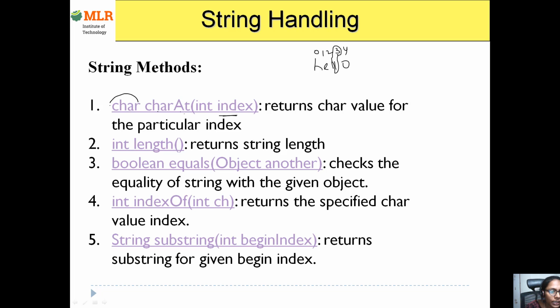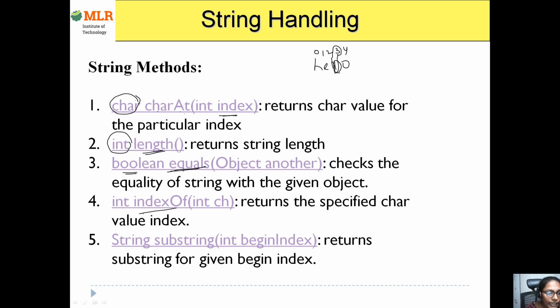So the return type is character here. So whatever the character present at that particular index, that will be returned here. And length. So length is a function which returns the string's length. If you want to get the string length, you can use this length method, and the return type is integer here. And next is equals method, which will check whether two strings are equal or not. The return type is boolean here. If the two strings are equal, it will return true, otherwise it will return false.